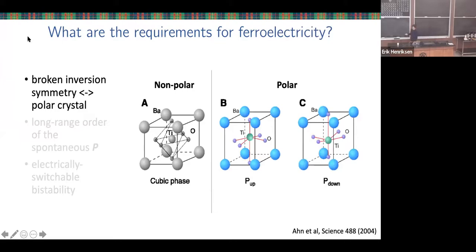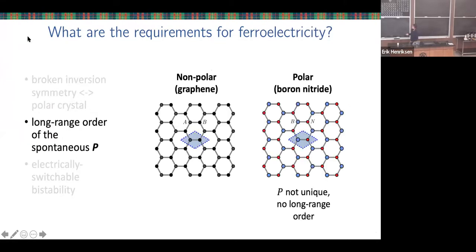Broken inversion symmetry is not the only thing you need, though, right? You also need long-range order of this spontaneous polarization. So just to give the connection to two-dimensional materials, in graphene, clearly you have inversion symmetry, right? The A and B sublattices are the same. If you go to a material like boron nitride, where you now have boron and nitrogen on the two sublattices, you definitely have a polar crystal here. But the polarization is not unique because, for example, you can just rotate by 120 degrees, and then you have a different polarization axis. Okay, so the polarization is not unique here, and you don't get the long-range order that's necessary for ferroelectricity.